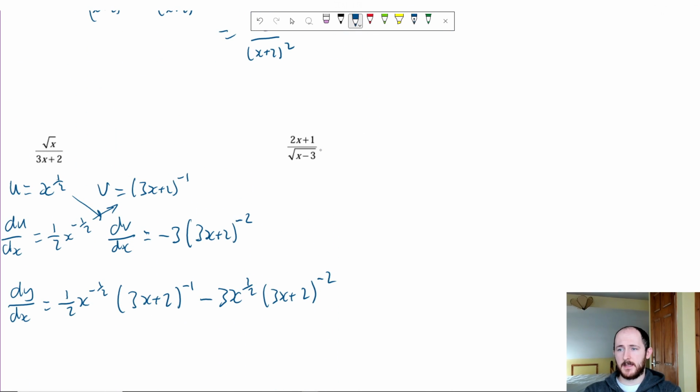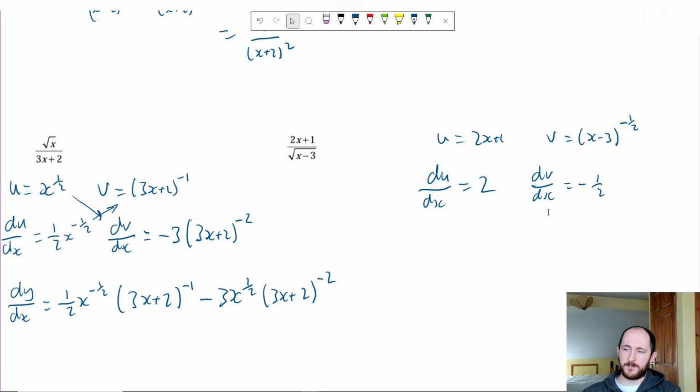Doing the same thing over here. Again, we have u is equal to 2x plus 1. We have v is equal to x minus 3 to the power of minus a half. It's minus a half because it's on the bottom of the fraction, so it's negative, and it's a half because it's square root. Differentiating both of those gives you 2. And again, bring the power forward, so it's minus a half. Differentiating that just gives me 1, so it's just minus a half on the outside. x minus 3 to the power of minus 3 over 2. And once again, cross multiplying.